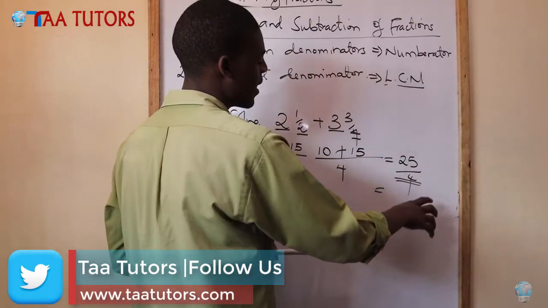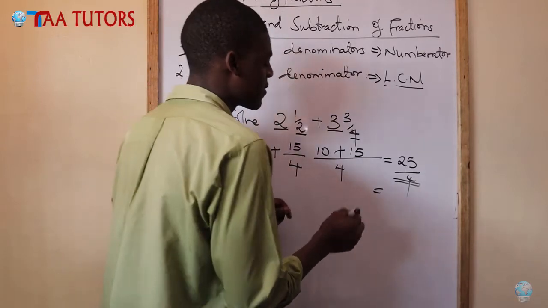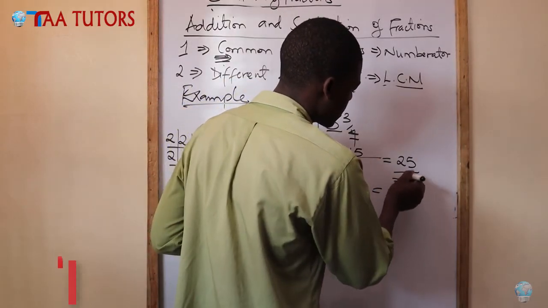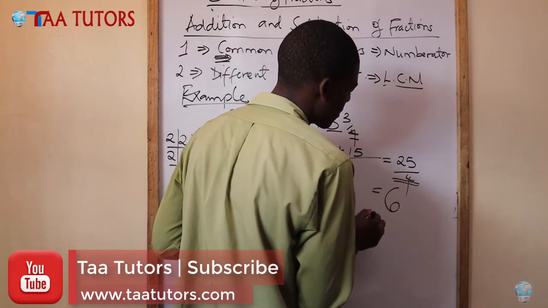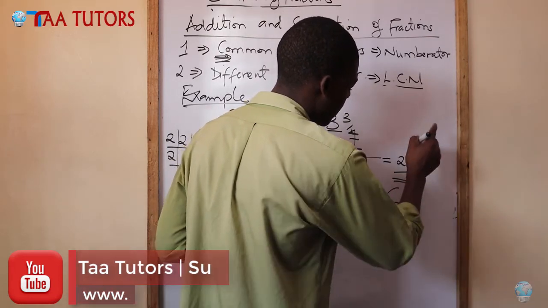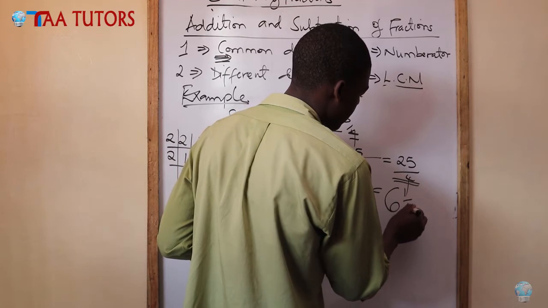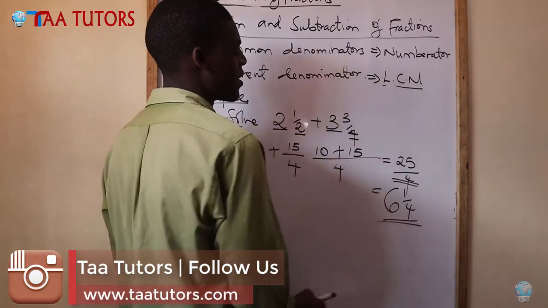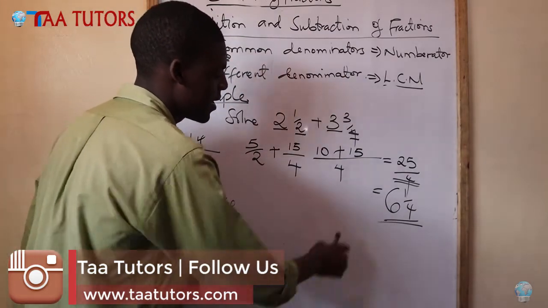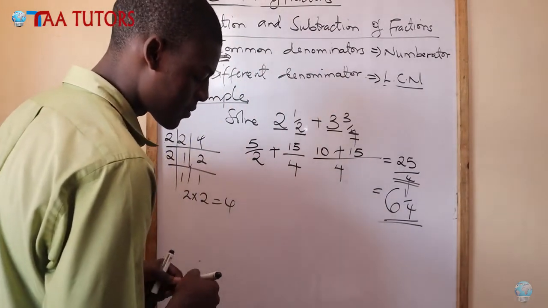improper fraction, your answer must be a mixed fraction. So 25 divided by 4 will be 6, remaining 1, so we will have 1 over 4. This one is 24 plus 1, 25. Okay, so our answer there is 6 and 1 over 4.